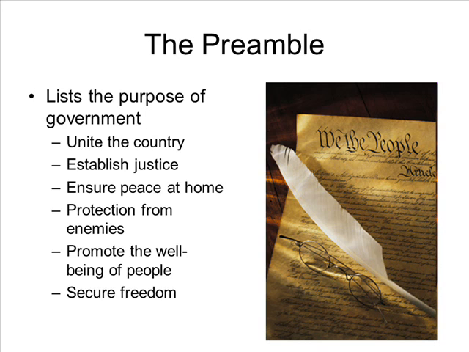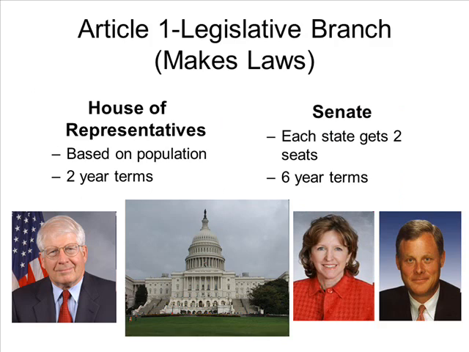So basically the purposes for government that the Constitution establishes in the preamble is that the government is established to unite the country, establish justice, ensure peace at home, protect us from our enemies, promote the well-being of people, and secure freedom. So this is what our government is set up to do, and this is how the Constitution sets about doing it. The next part of the Constitution is going to be the articles.